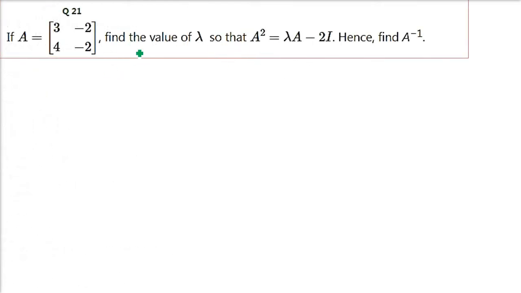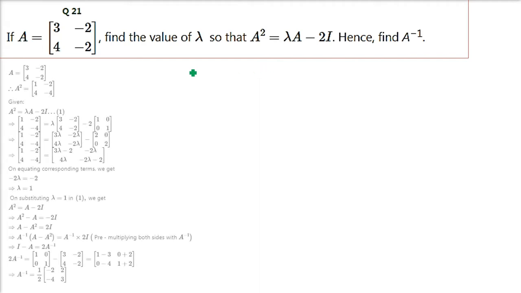Same thing you are going to do here. There is no difference, because here you have to find out lambda. Previously, in the previous question, I told you how to find out x and y. Here also, when you actually equate it, a square you need to find out. I hope you'll be able to do it. Lambda into a, so 3 lambda minus 2 lambda, 4 lambda minus 2 lambda, and minus 2 into I, 2 into 1 0 0 1. So when you equate it, lambda will be 1, and then you can find out the A inverse.